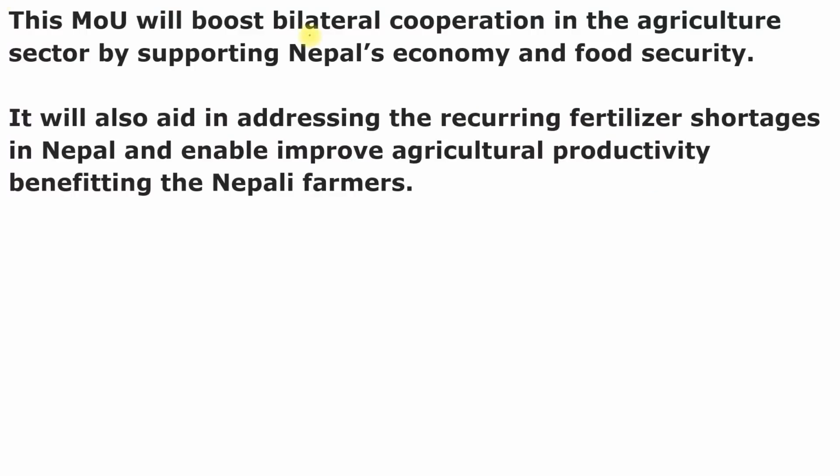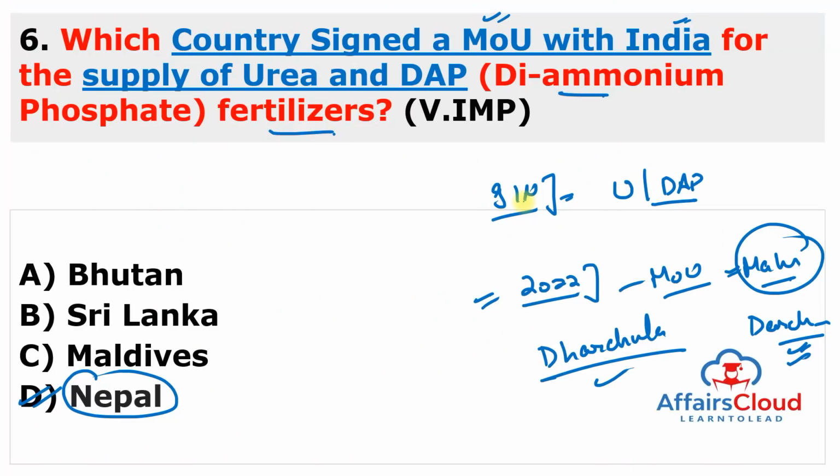So you can see here, this MOU will boost bilateral cooperation in the agriculture sector by supporting Nepal's economy and food security, and it will also aid in addressing the recurring fertilizer shortages in Nepal and enable improved agriculture productivity benefiting the Nepalese farmer. So India will provide these urea and diammonium phosphate fertilizers to Nepal. And remember, the president of Nepal is Bidya Devi Bhandari.